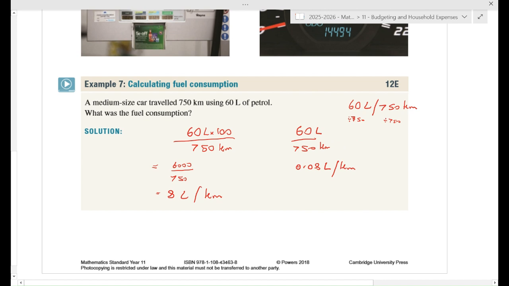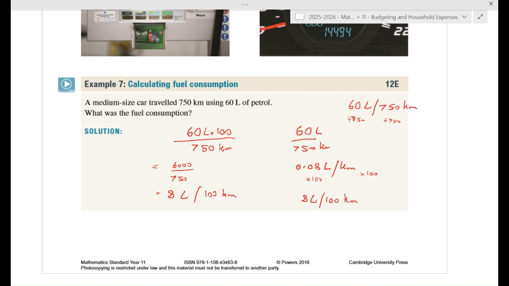But in general, when we're giving a fuel consumption, sorry, I should have written 100 kilometres. When we're doing fuel consumption, we want it by 100 kilometres. So for the fuel consumption, we multiply both sides by 100, and that will give us 8 litres per 100 kilometres. If you were using 8 litres every 1 kilometre, that would be a problem. Get yourself a new vehicle, please.